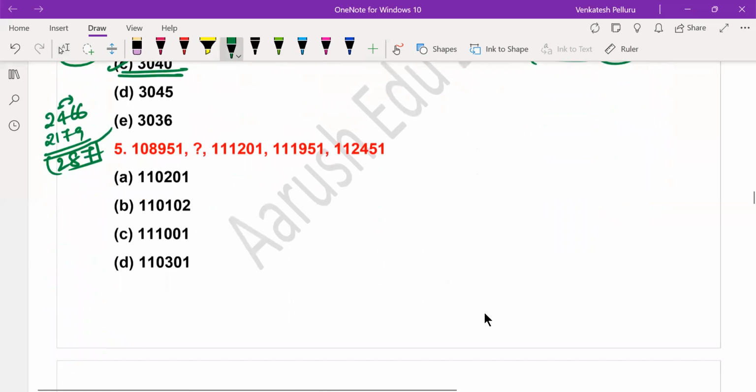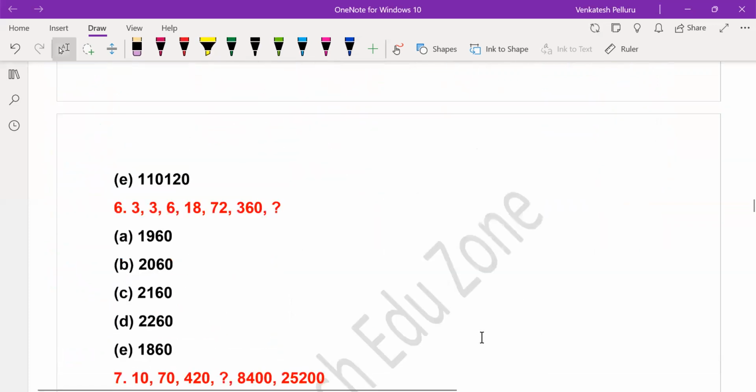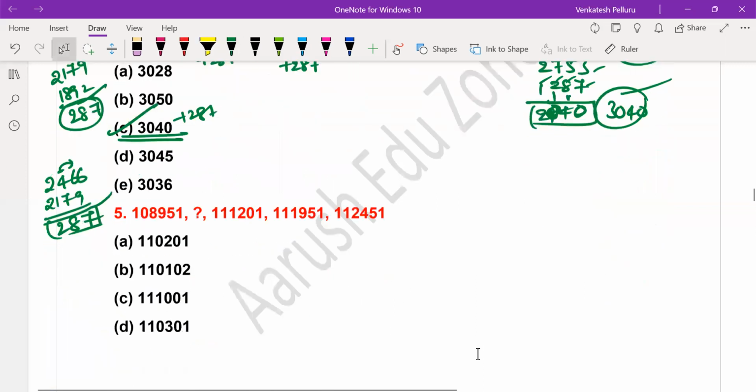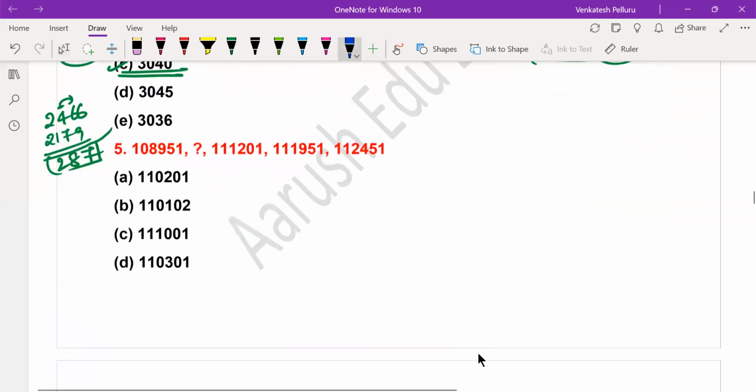Fine. Now I'm moving to the next question. 108951. See, as the second value itself is a question mark.